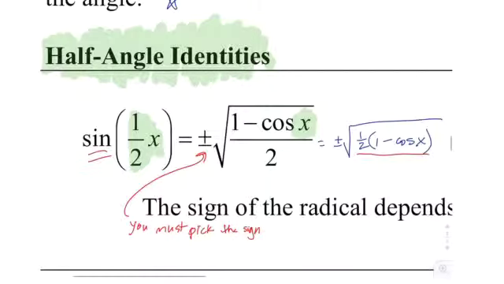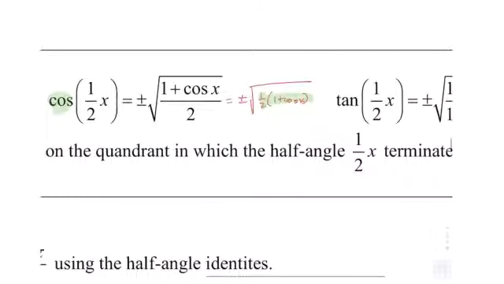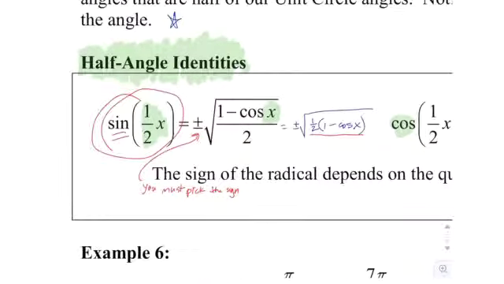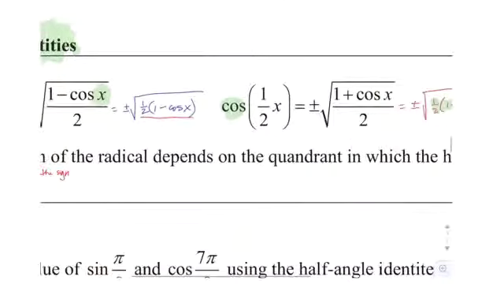And it says right here, depending on the quadrant in which the half angle x terminates. So you're just going to have to figure out, okay, if I'm taking sine of some angle in that quadrant, is it supposed to be positive or negative? And if it's supposed to be positive, you assign the plus sign. If it's supposed to be negative, you assign the negative sign. Okay. Now the last one here is tangent of 1/2 x.